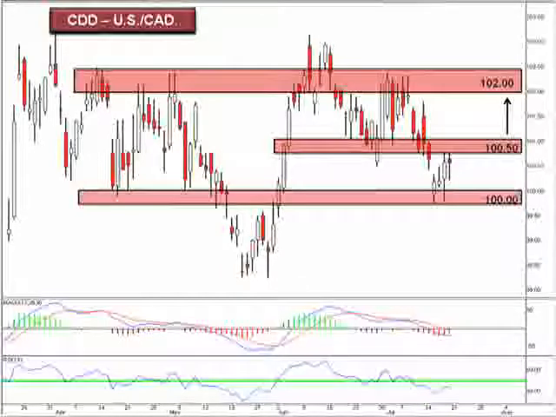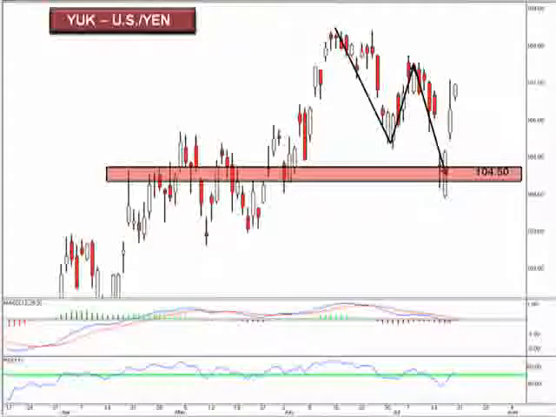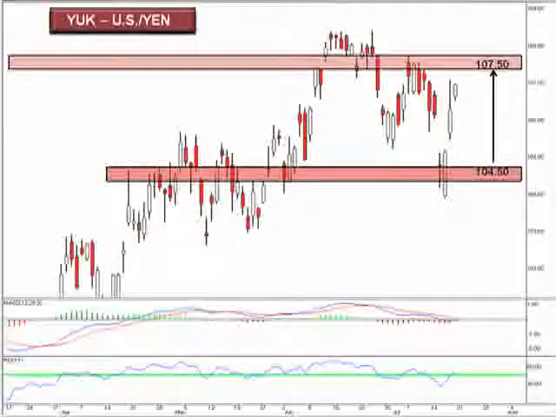If we do break above the 100.5, then the most logical target to the upside would be to see this pair value traded at around the 102 level. The JPY, the US versus the Japanese yen, well, we did see a completed measured move to the downside here, which found some support at the 104.5. So a huge move last week with a push up towards the 107.5.